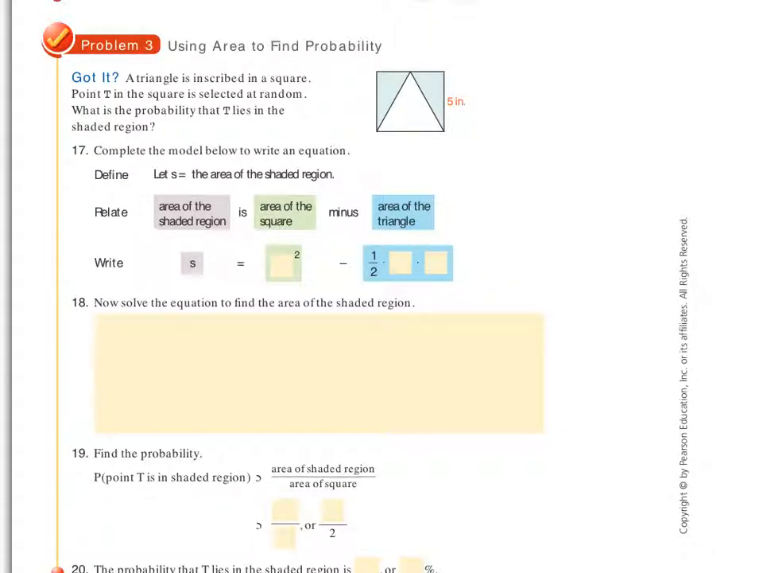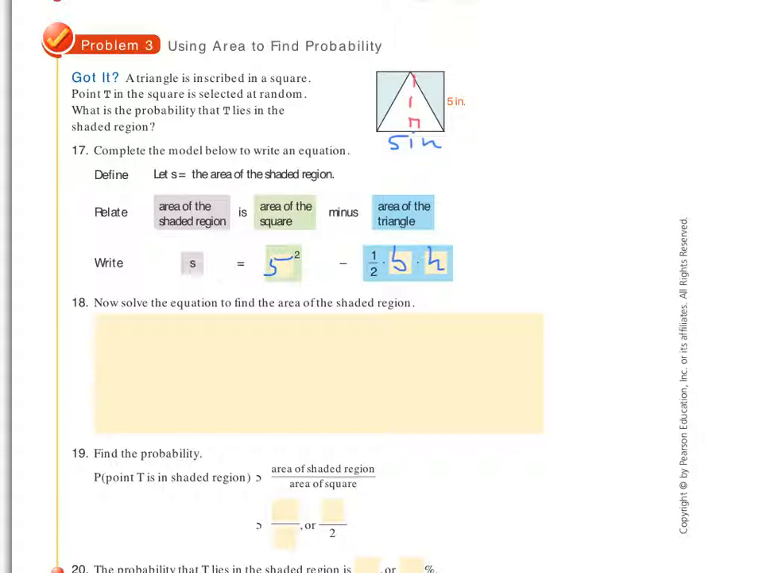So area of a square would be 5 inches, because that's your side, right? 5 inches by 5 inches squared, minus 1/2 base times height, right? The reason why I stopped there is, do we know the height of the triangle? Yeah, we actually do. Why? It's the same height as the height of that square, isn't it? I can move this over to here and they'd be identical heights.